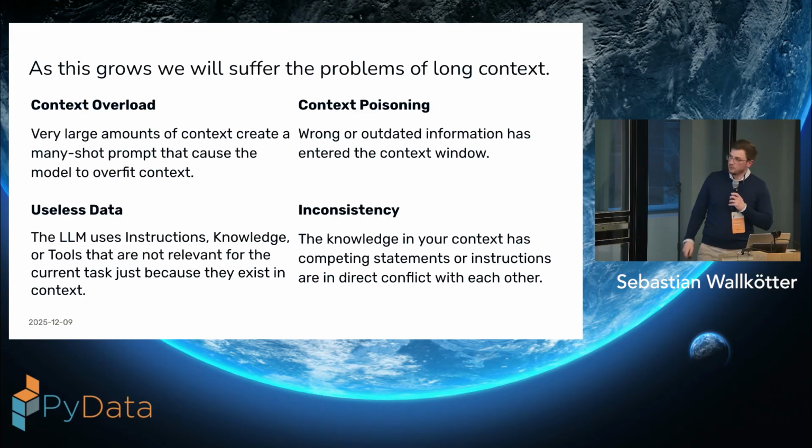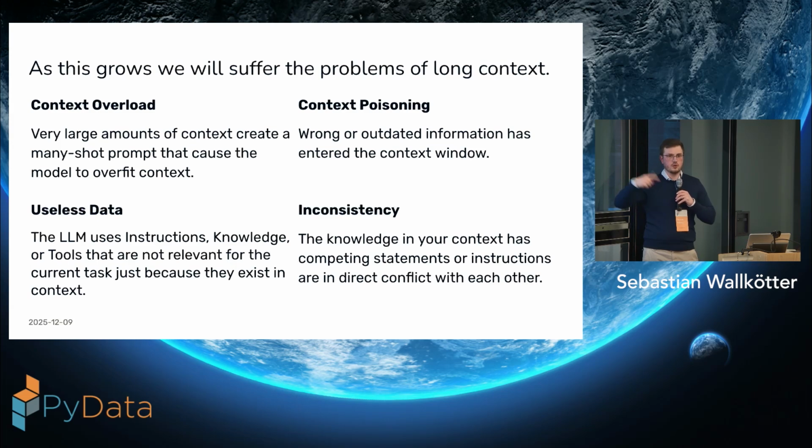Right, now we get to some of the fun stuff. We have our prompt, we build our application, it grows over time, the system prompt gets longer and longer. At some point, a pure system prompt will fail. And now what I want to introduce you to is what I call the deadly sins of context engineering. They are context overload, context poisoning, useless data, and inconsistency.